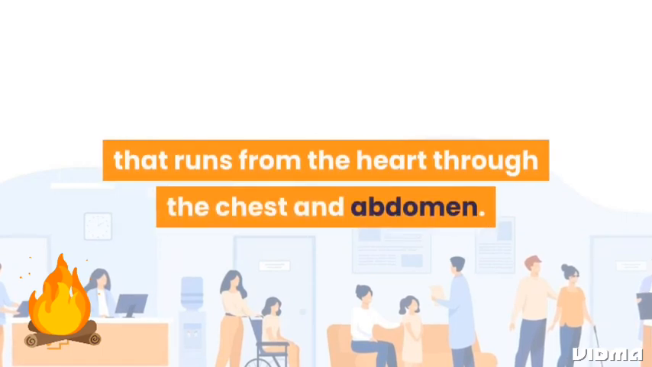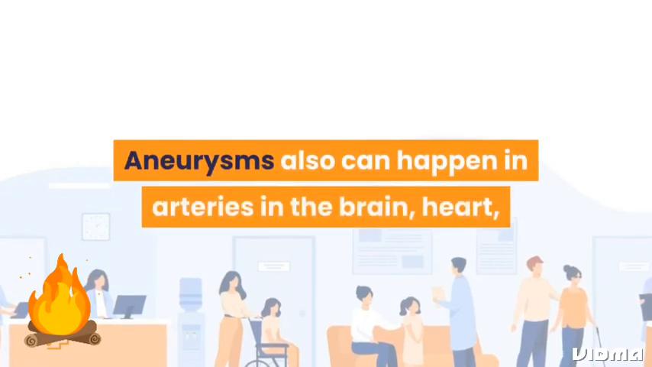Well, most aneurysms occur in the aorta, the main artery that runs from the heart through the chest and abdomen. Aneurysms also can happen in arteries in the brain, heart, and other parts of the body.